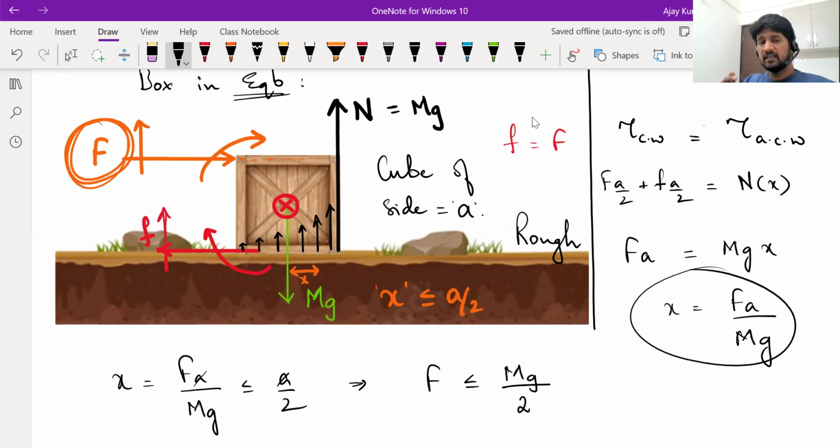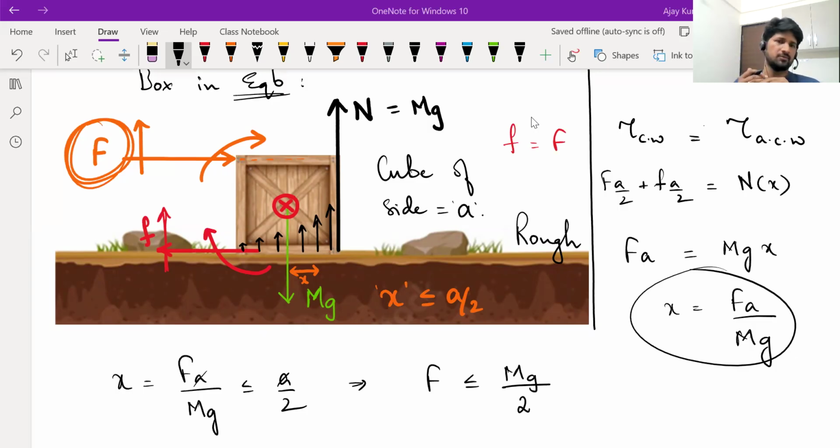You apply any force greater than this, the box cannot be in equilibrium. If it doesn't slide, it will rotate. It will topple. Okay, so this is what we call toppling. This is the condition for toppling.